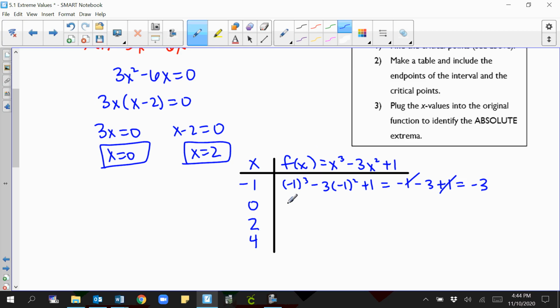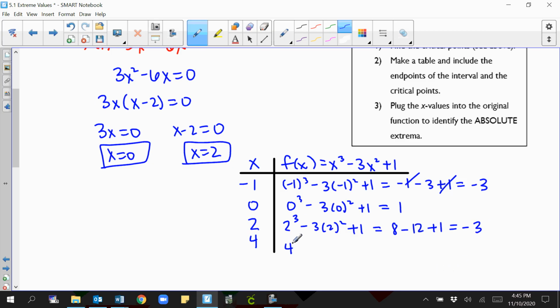Then when I plug in 0, I have 0 cubed minus 3 times 0 squared plus 1, which is just going to give me 1 because those go away. Then I have 2 cubed minus 3 times 2 squared plus 1, so an 8. 2 squared is 4 times 3 means I have a -12 plus 1. So that's going to give me a -3 as well.